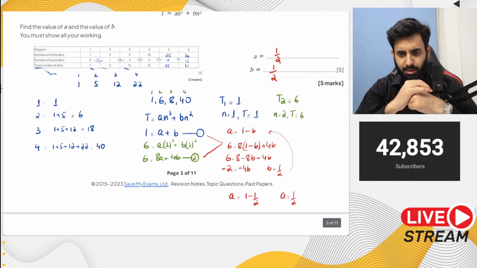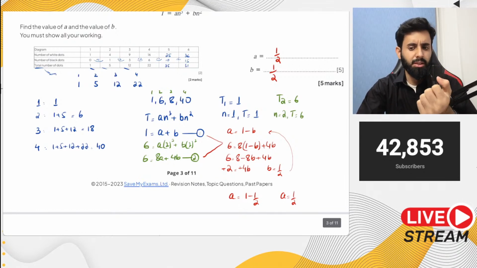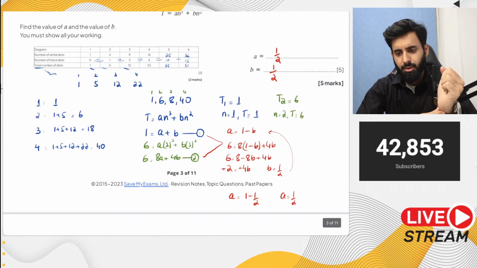Sir, how do we make any expression? What do you mean? Just plug in n equals 1, set it equal to what it's equal to. Plug in n equals 2, set it equal to what it's equal to, and that's it.